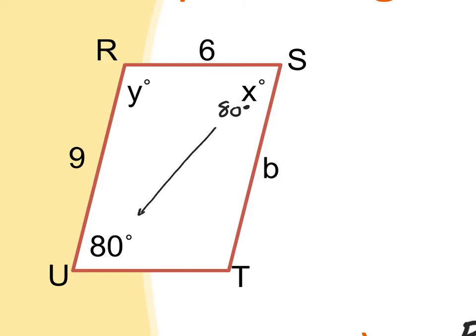Okay, we know the opposite angles are congruent. That must be true. Good. We know that these are supplementary. They have to add up to 180 degrees, which makes y 100 degrees.